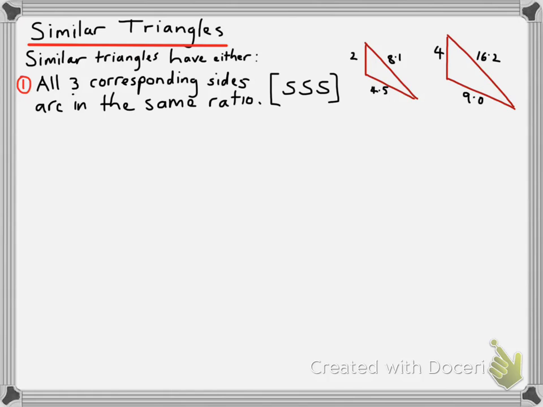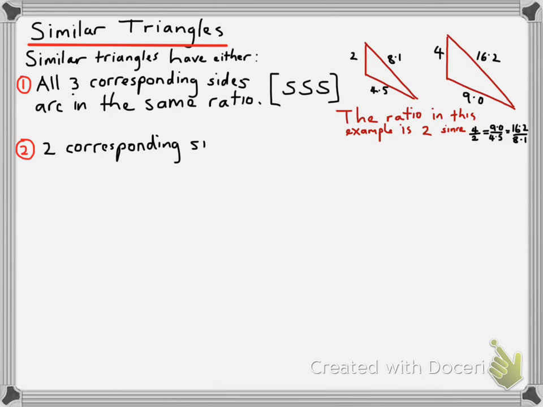So generally what we do to find the ratio, or to compare these ratios, is to perhaps take the bigger one, or in this case the second triangle, and write down those ratios. So the ratio in this example is 2, and that was because we did 4 divided by 2 using the left-hand sides, and that turned out to be the same ratio as 9 divided by 4.5 and 16.2 divided by 8.1. So that's the first way.